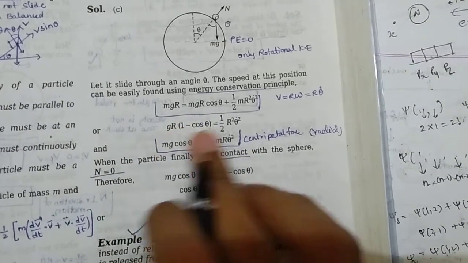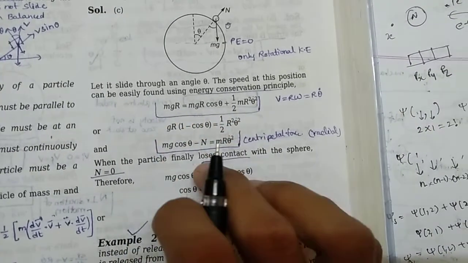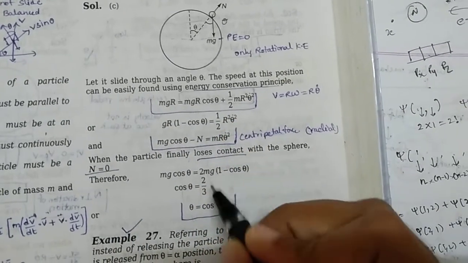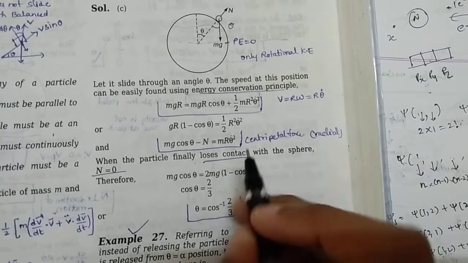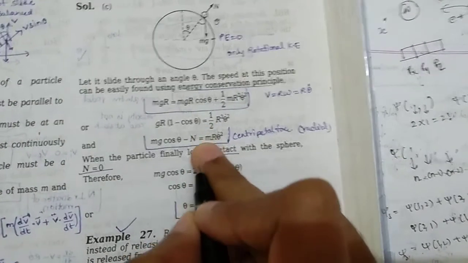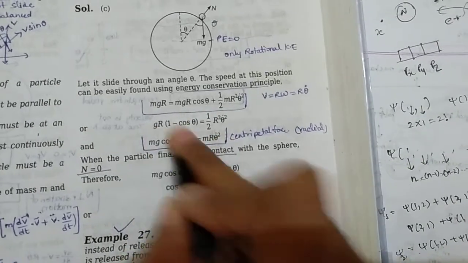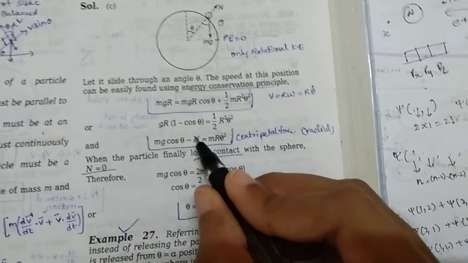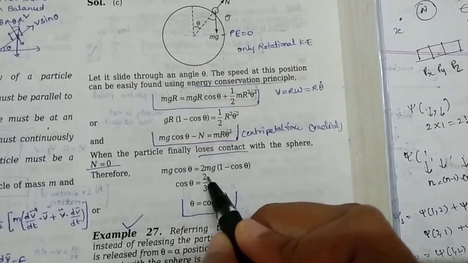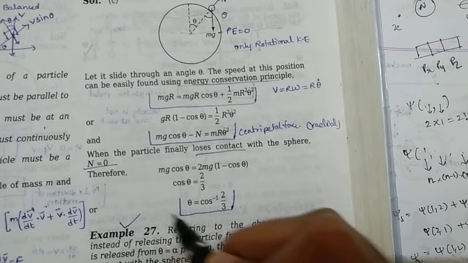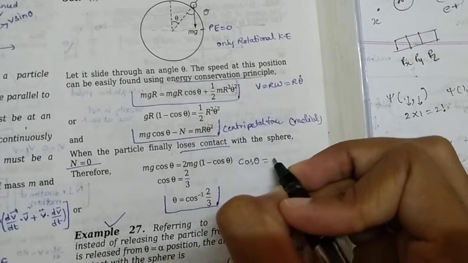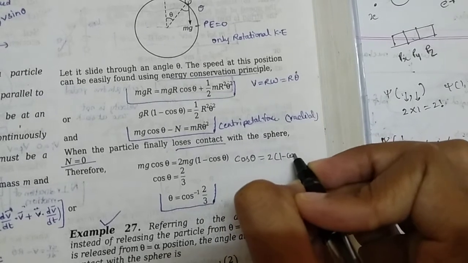So in the place of r theta dot square in this equation, we would have 2g into 1 minus cos theta. m would be as usual, and N would become 0. So finally we would have this equation. In this equation we can cancel this mg over here. So finally what we would get is cos theta is equals to 2 into 1 minus cos theta.